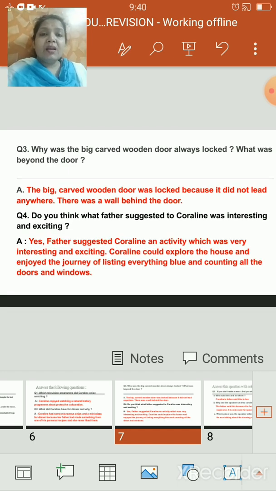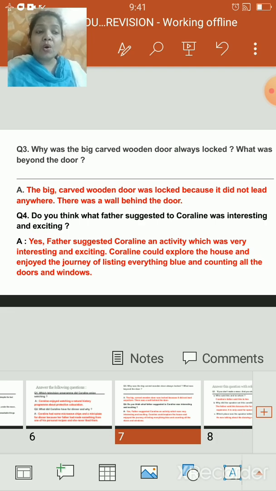Why was the big carved wooden door always locked? What was beyond the door? Yes, I know that you know the answer, but you have to frame the sentence correctly and in a complete sentence. Now, the answer should be: the big carved wooden door was locked because it did not lead anywhere. I repeat the answer. The big carved wooden door was locked because it did not lead anywhere.